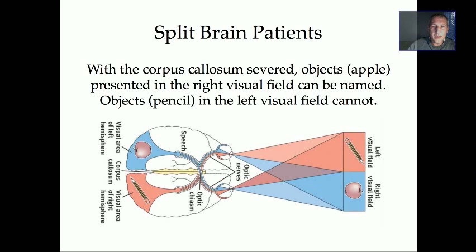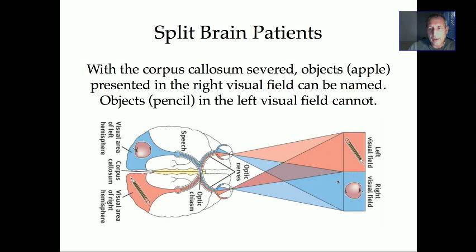So this is what we see in someone whose corpus callosum has been cut. Anything in the left visual field goes to the right brain. Anything in the right visual field goes to the left brain. Okay, so that's how to understand it.